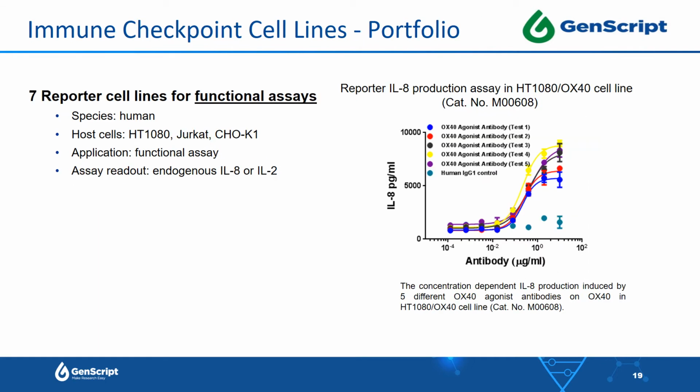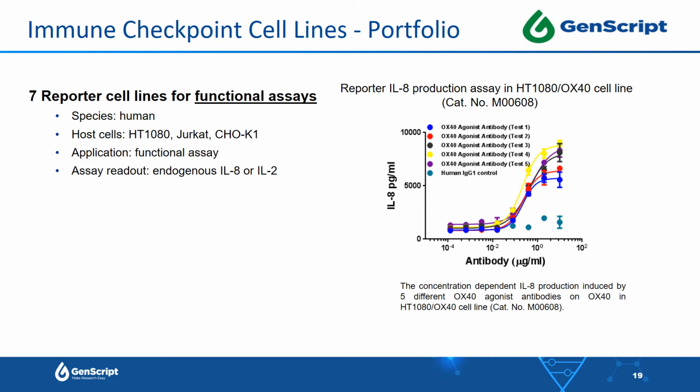We also have 7 reporter cell lines of immune checkpoints for functional assays. They are all human immune checkpoint proteins, and we offer host cells including HT1080, Jurkat, or CHO-K1. These cells are for functional assays with a reporter expression. The assay readouts are either endogenous IL-8 or IL-2.